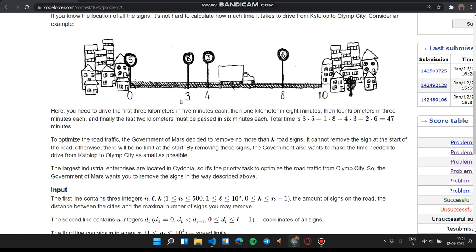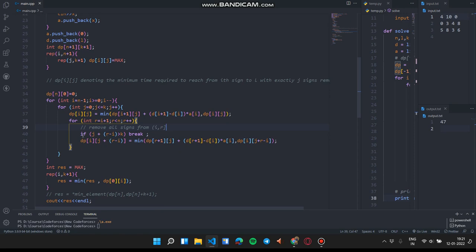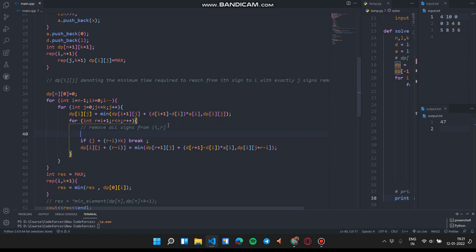Like if my i is 0 and r is 3, I remove all the signs between them. So basically these signs will get removed. And j will indicate the number of signs removed at r, at point r.